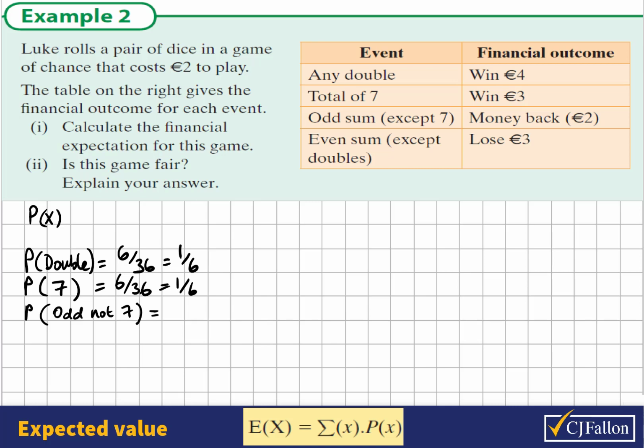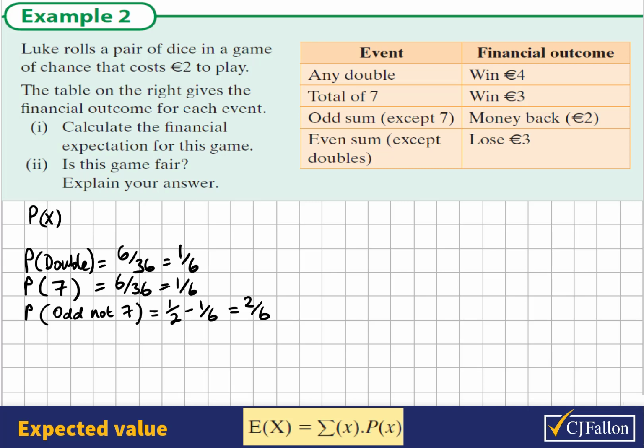So half the ways you would roll a pair of dice would be odd. But for odd not 7, since 1/6 of these are 7, the answer would be a half take away the 1/6. Now a half is 3/6. 3/6 minus 1/6 will be 2/6. You can call it 1/3 either way, but we might leave it in sixths to keep the same denominator.